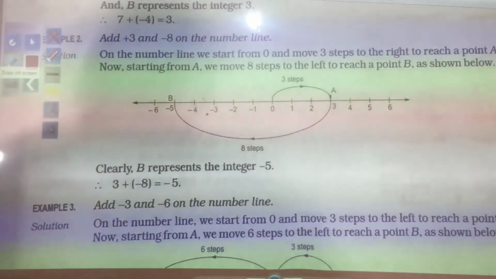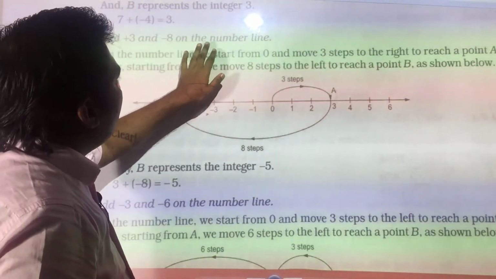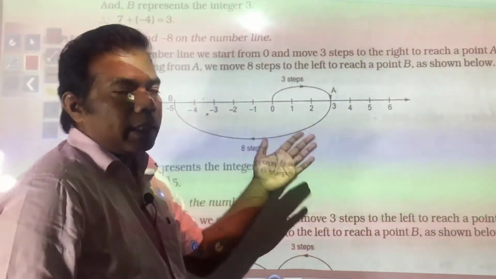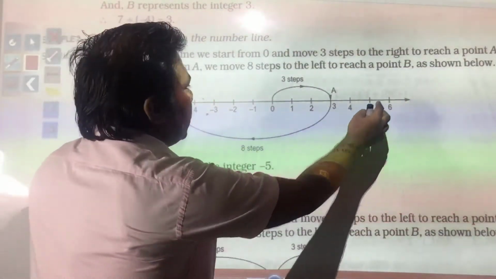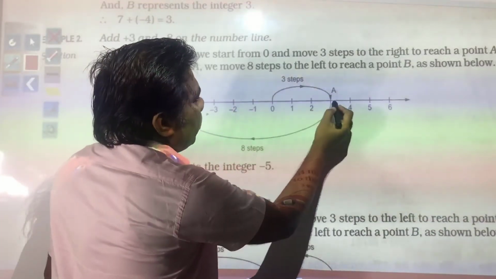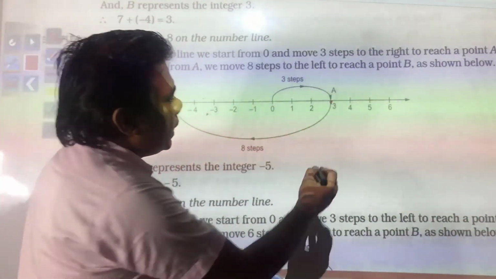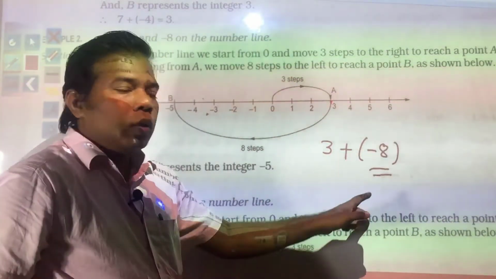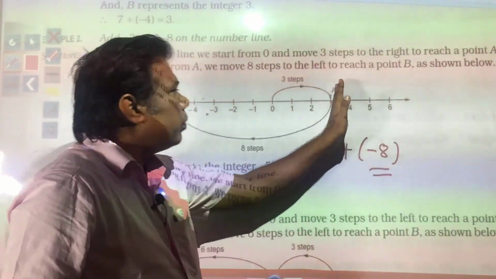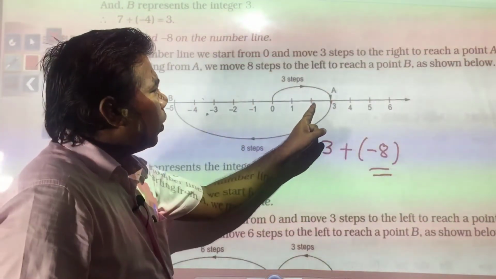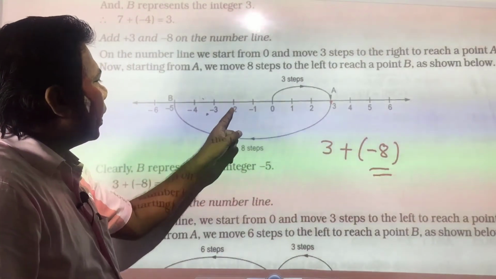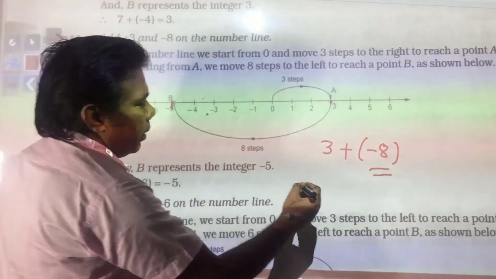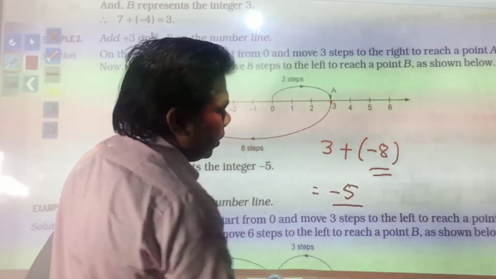Next you have plus 3 and minus 8 on the number line. We need to add plus 3 and minus 8. Again, the same thing is required to be done. Suppose this is your number line, and you have the positive number 3. Since with 3 you need to add minus 8, a negative number is there. So, if a negative number is there, you need to move to the left side. So, 1, 2, 3, 4, 5, 6, 7 and 8. At the 8th point, what have you got? Minus 5, and this will be your answer.